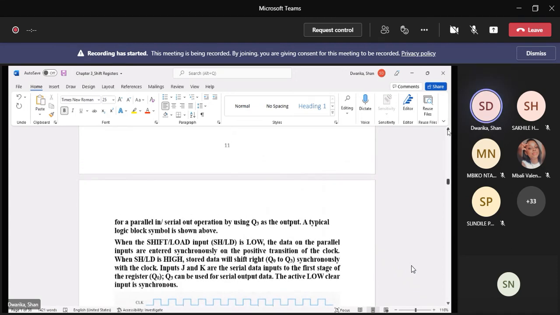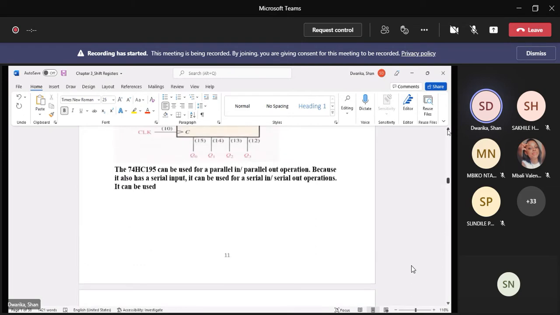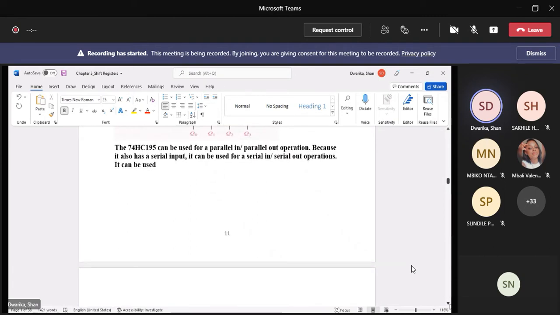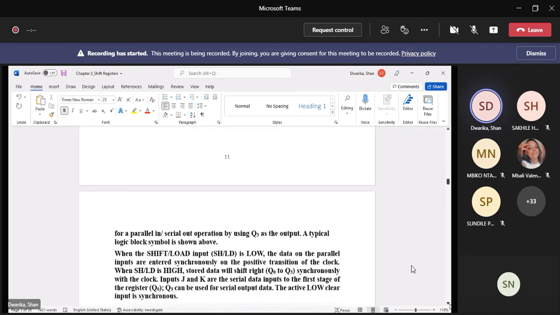So there's a basic explanation here, okay? The 74HC195 can be used for a parallel in, parallel out operation. Because it also has a serial input, it can be used for a serial in, serial out operation. Some of these ICs are quite versatile, right? In this case, it can be used as parallel in, parallel out, and serial in, serial out operation. It can be used for parallel in, serial out operation by using Q3 as the output. A typical logic block diagram is shown above.